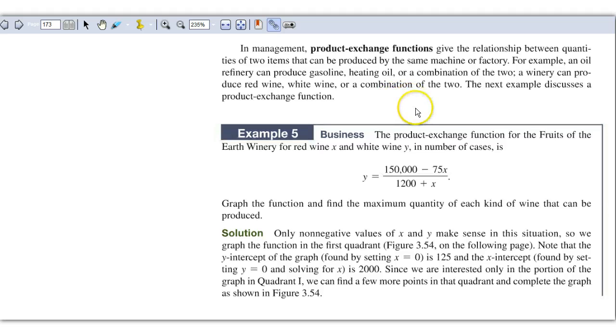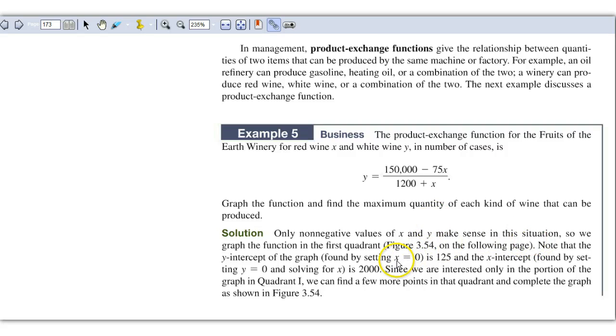So the next one illustrates this, in which you have a product exchange function for Fruit of the Earth Winery, for red wine X and white wine Y. And they figured out this function can be expressed this way. Now again, if you graph this, what would be your parameters for your graph? Well, you can only have values greater than 0, so we'd use the first quadrant.